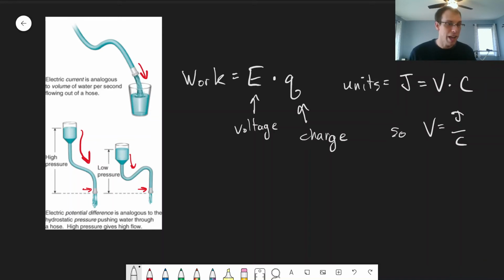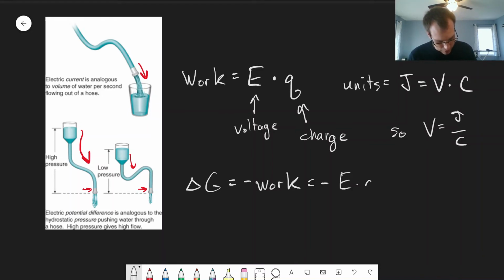In a similar way, free energy, delta G, tells us about how much work can be done by a chemical system, and that allows us to make a relationship between Gibbs free energy and voltage. And I mentioned in the last video there was a relationship. Here we're going to see what the exact relationship is. So delta G is equal to the negative of the amount of work that can be done by the system, which is equal to negative E times Q, based on our relationship above.